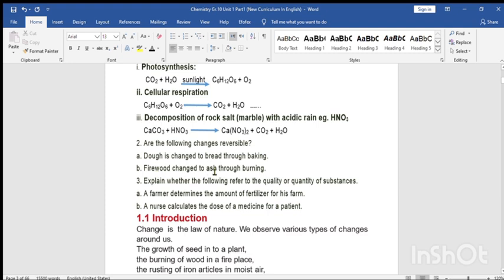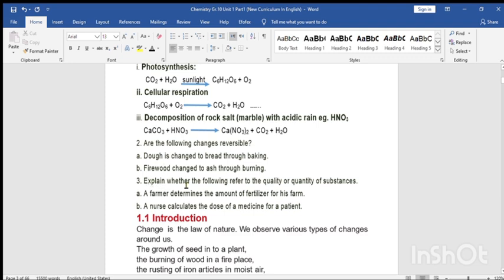Fire would change to ash, and carbon dioxide also will be formed by this burning process. Burning of fire, I mean wood, produces ash and carbon dioxide. Therefore, these changes are irreversible changes. They are chemical changes, and they are types of irreversible chemical changes.